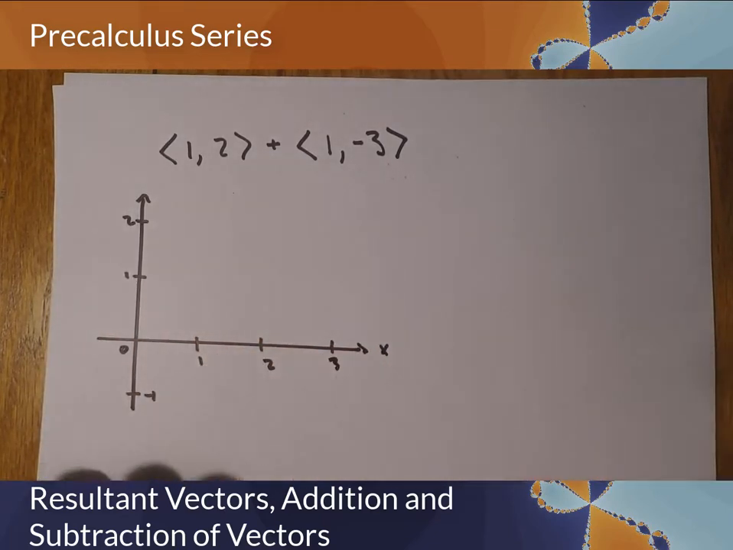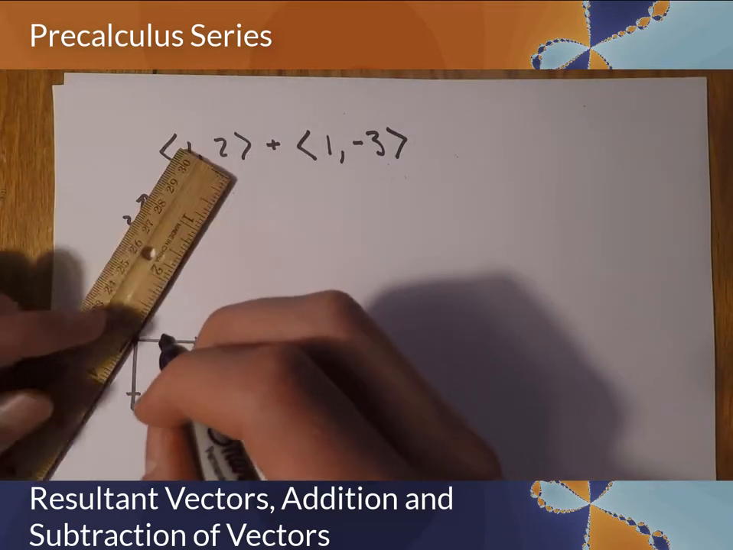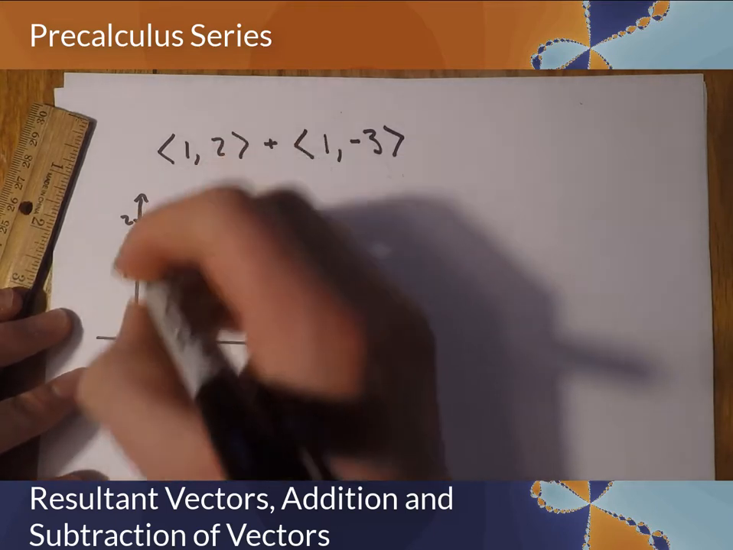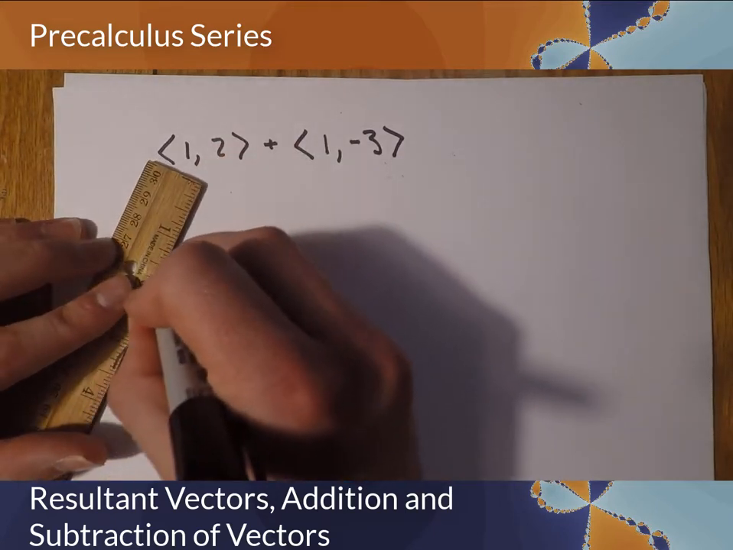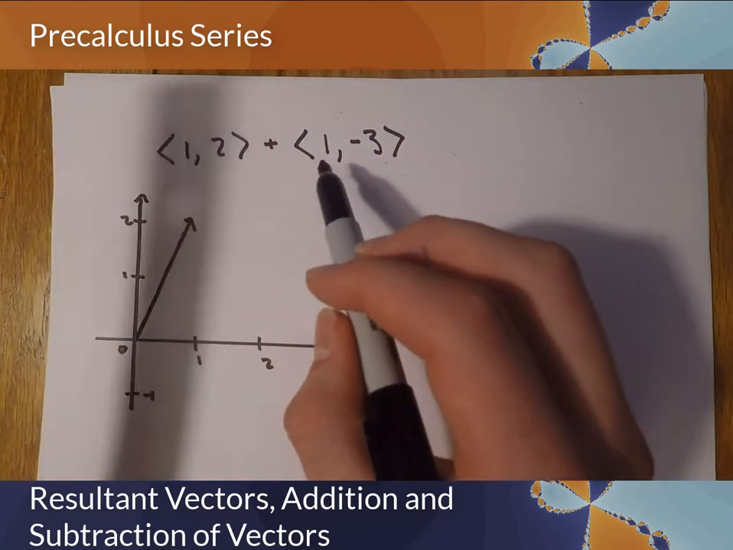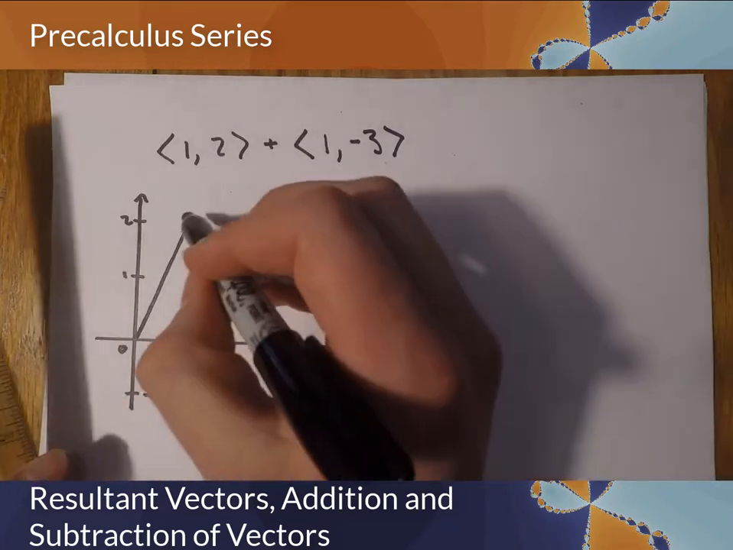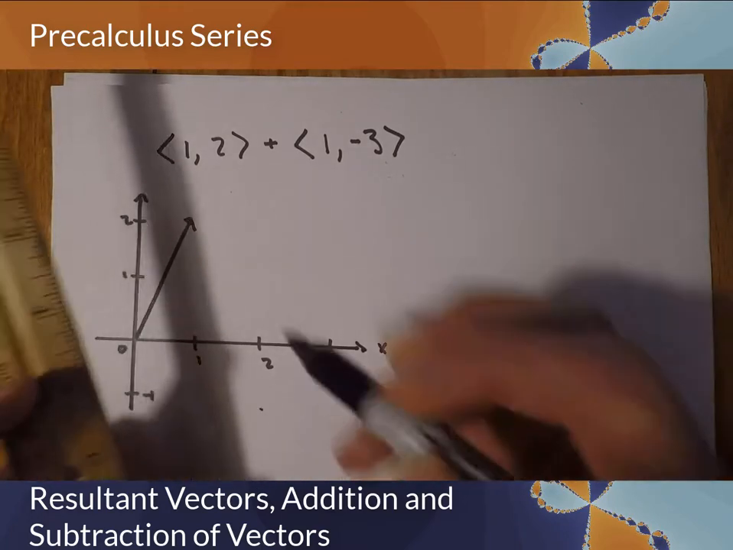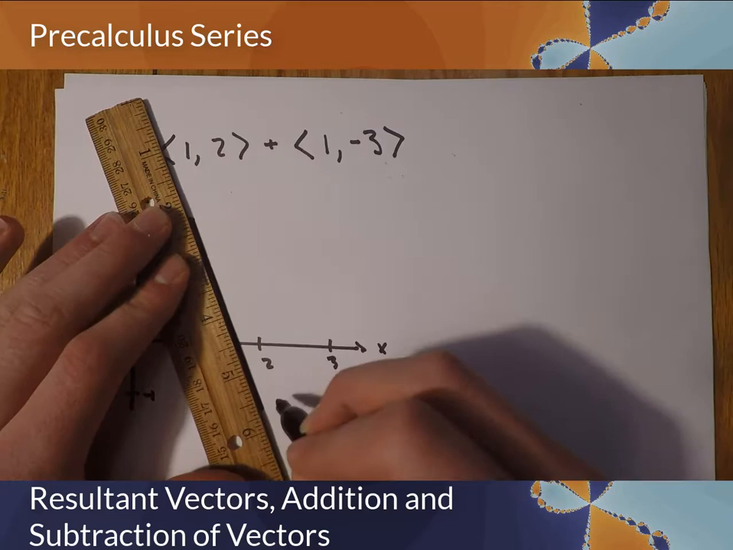What you have here, you can still use the tip to tail method. So I'm going to draw the first vector, 1, 2. So I'm going over 1, up 2, just like we have been doing, like that. And then you use the same second vector. You go over 1 and then down 3. So your second vector looks like that.